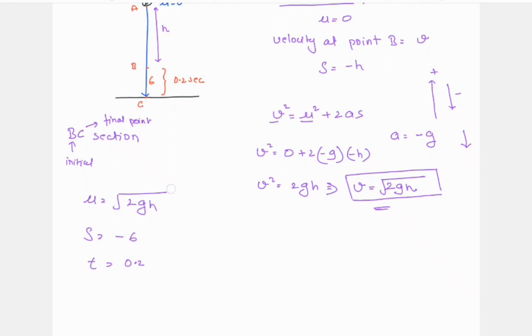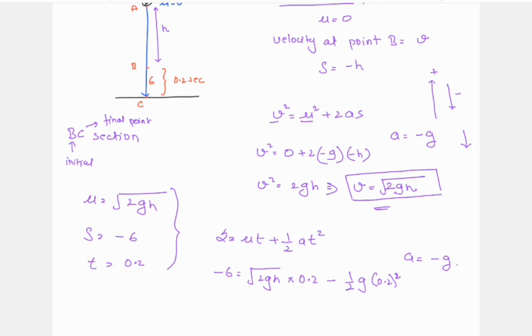Okay. Now use the second equation of straight line motion. We know S is going to be ut plus half of at square. Okay, what is the acceleration? Acceleration is going to be minus of g, na? So write like s is minus 6. What is the initial velocity? Initial velocity is u, 2gh, you can write, na? Multiplied by t is 0.2, minus 1 upon 2 g, na? Instead of a, I have put minus g. T square. T is going to be 0.2.